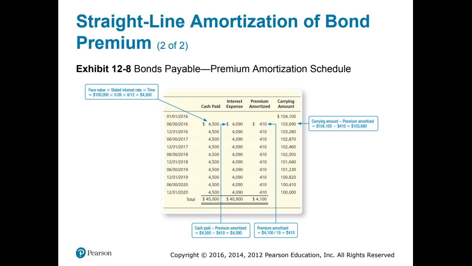So to calculate the cash paid, you do this. To calculate your carrying amount, etc. And at the end, your cash paid should total the 4,500. And then you'll also see what your total interest expense was and what your total premium was. And your carrying amount, so we started with 104. We're going to end at 100 because we're just looking at the premium right here. And so our total premium amortized is the 41.